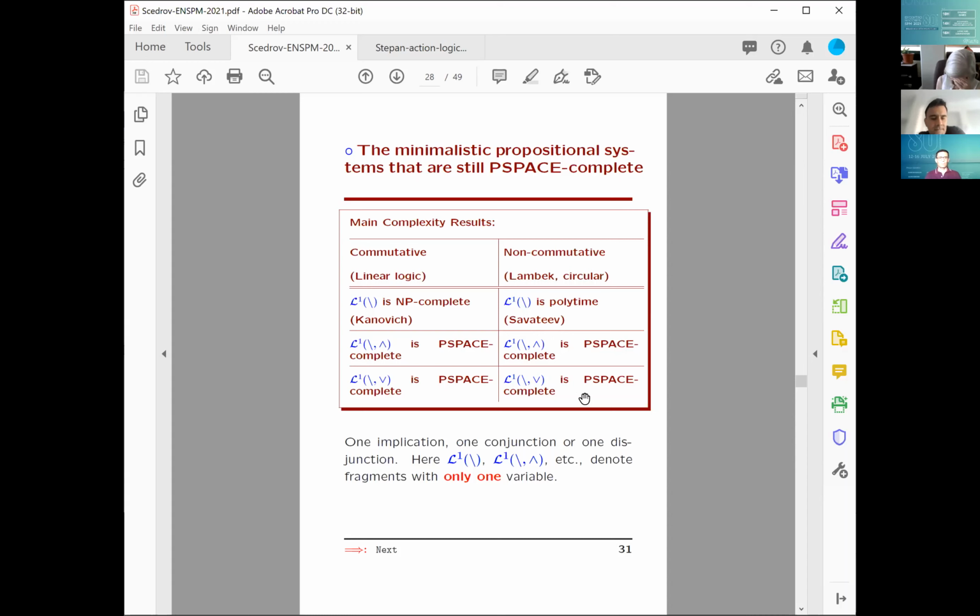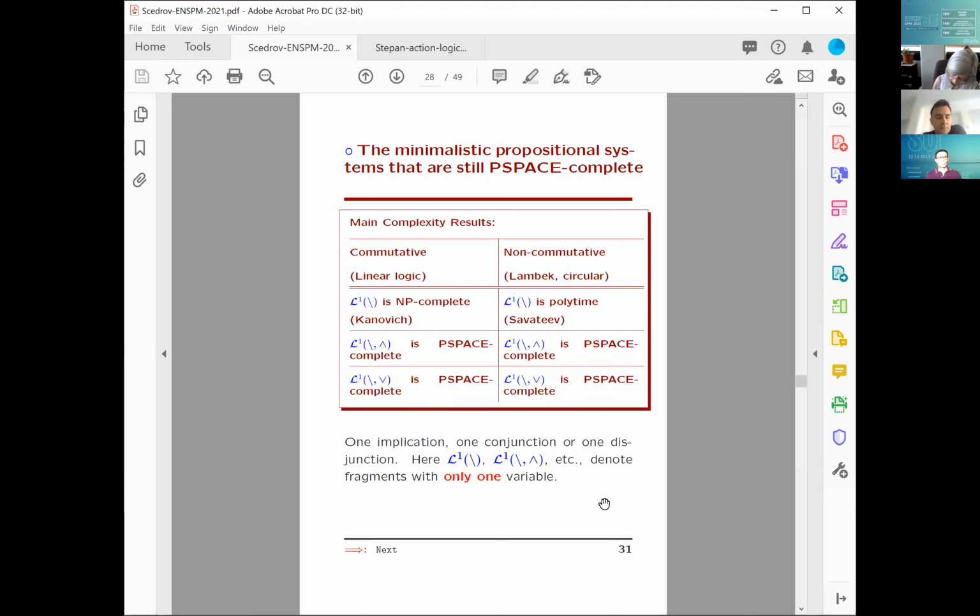All right, this is another paper that we had in Wallach 2019. We are currently writing a journal version of this. And of course, you get PSPACE-completeness if you allow all the connectives. The point is that you get PSPACE-completeness if you just add conjunction, or just add disjunction, to this one division with which the system is polynomial time decidable. Okay.